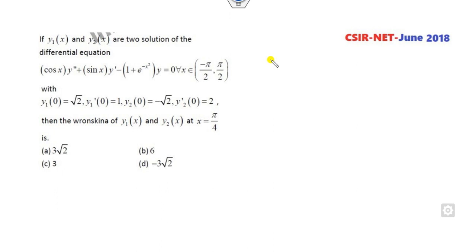Now here, you can first find the Wronskian at 0. So y1 of 0, y2 of 0, minus root 2, y1 dash at 0, y2 dash at 0. So the answer will be 3 root 2.